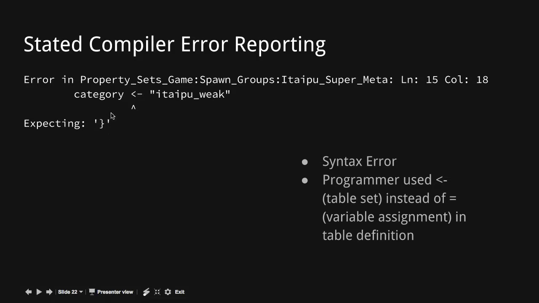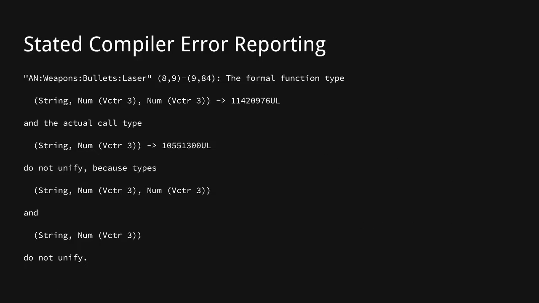But for some reason, the compiler says I should be using this symbol here when I actually should be using an equals symbol. Another good example is a simple error. 10 seconds for you to guess which one it is. It's a missing argument. So it's telling me that the function wants a string, a number, and another number, and I'm just giving it a string and a number. And for some reason, it has to repeat that.